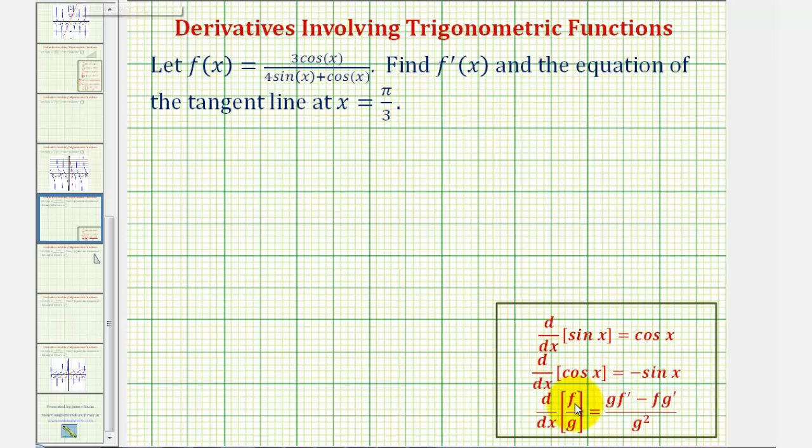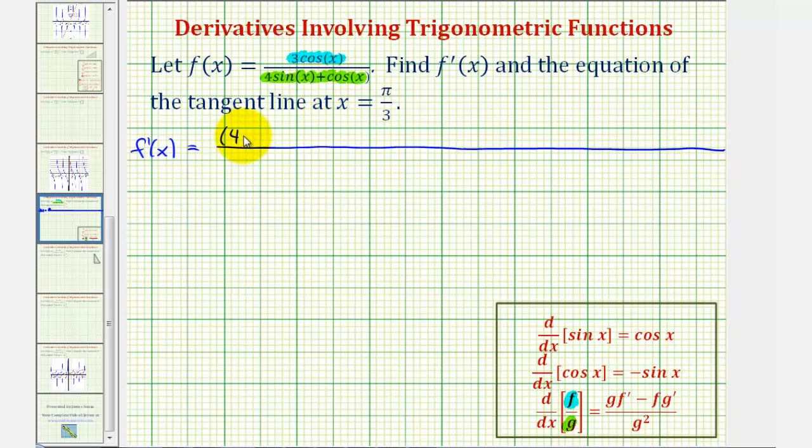Looking at our quotient rule formula, notice f will be equal to 3 cosine x, and g will be equal to 4 sine x plus cosine x. So f prime of x will be equal to, beginning with the numerator, we would have the denominator of 4 sine x plus cosine x times the derivative of the numerator, which would be the derivative of 3 cosine x, minus the numerator, 3 cosine x, times the derivative of the denominator, the derivative of 4 sine x plus cosine x. I'm going to divide all of this by the denominator squared, or the quantity 4 sine x plus cosine x squared.